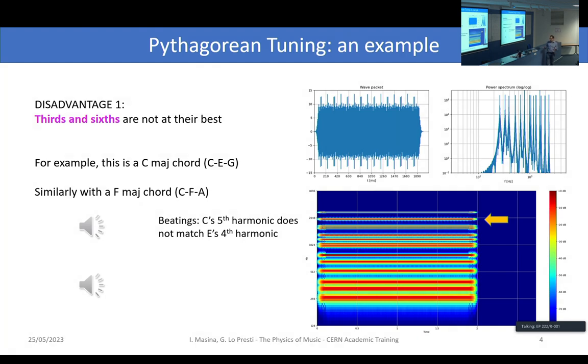Strange that there is a double audio, but okay. You see that it's kind of vibrating, no? So it's kind of okay, but with a little bit of vibration. Same applies when you put a sixth, so the F major.